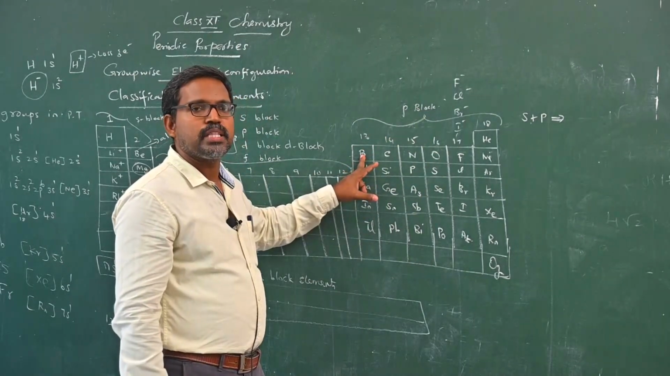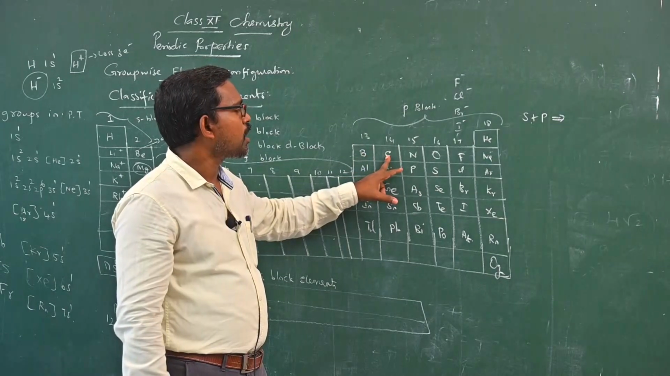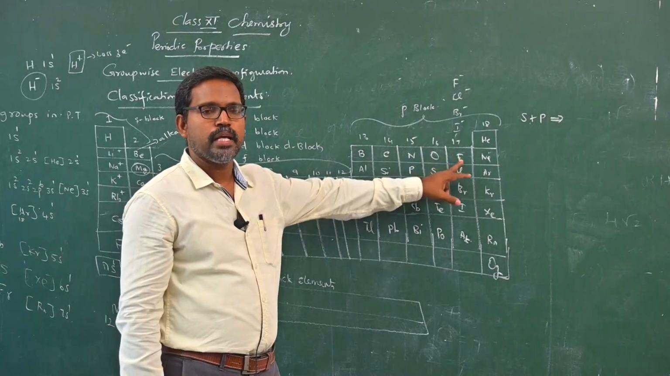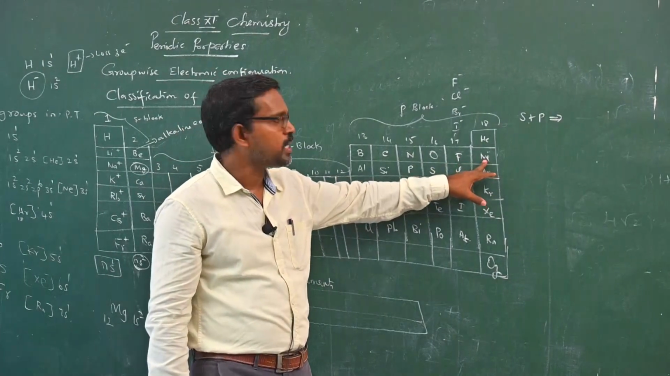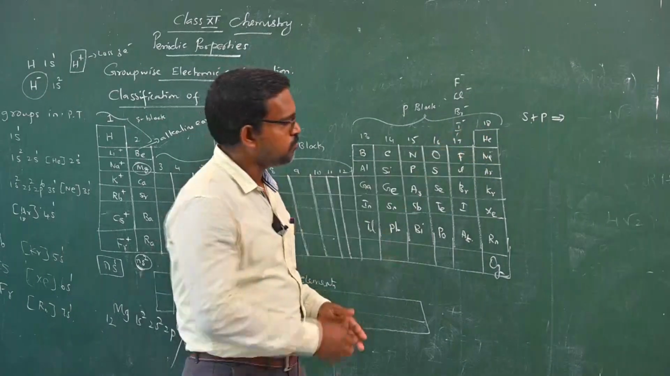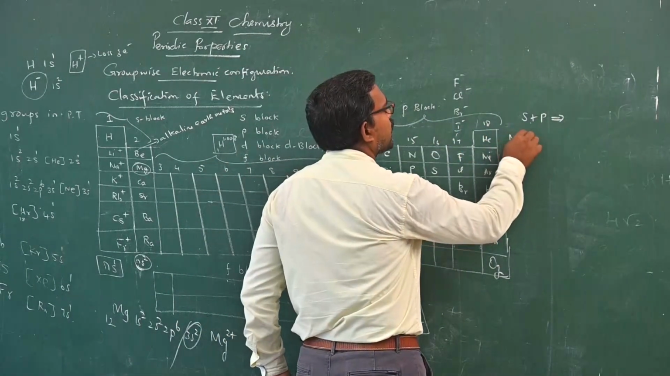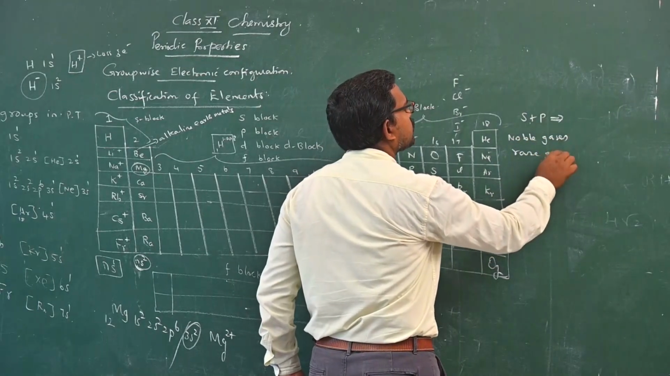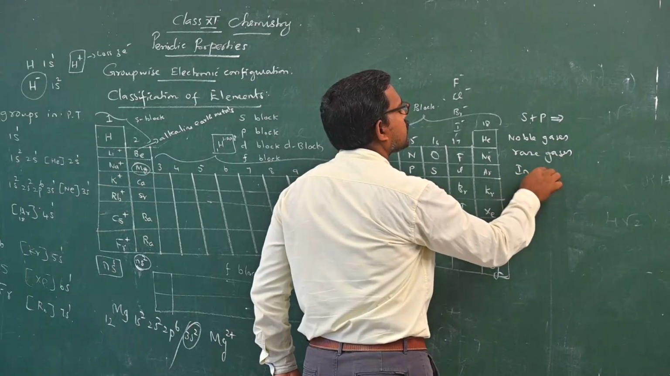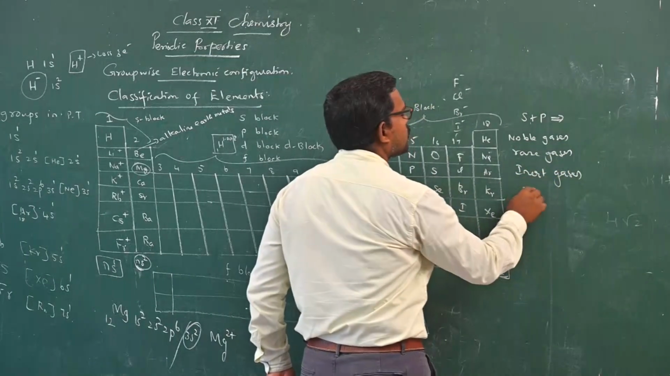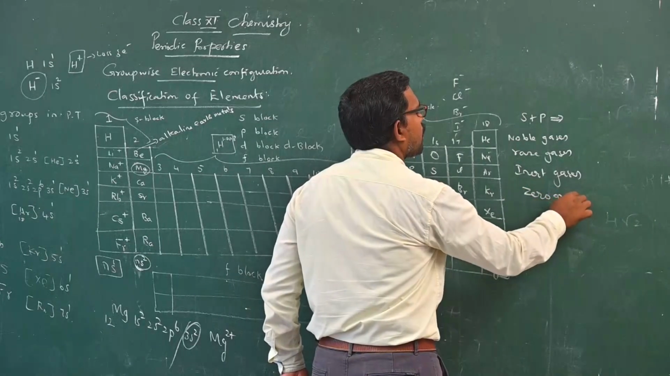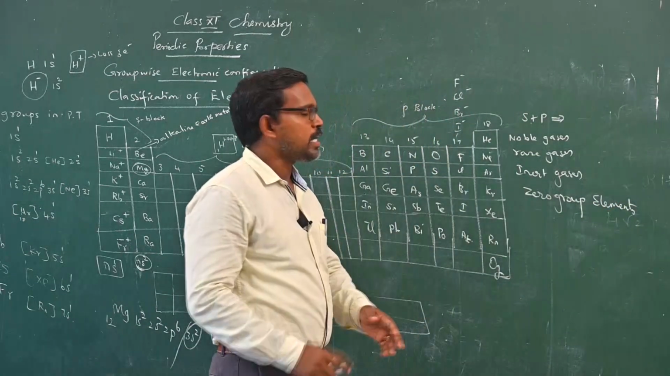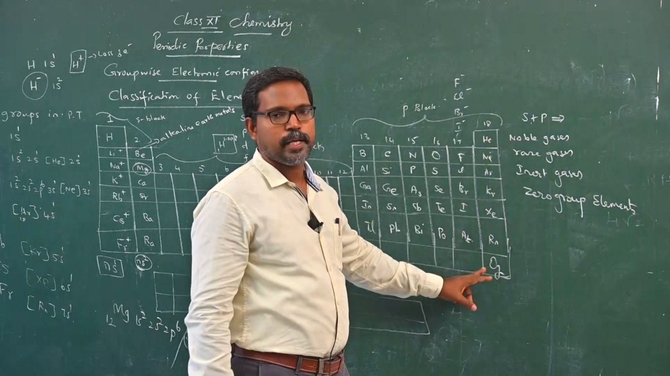Group number 13 is called the boron family, then carbon family, nitrogen family, oxygen family, halogen family and noble gases. Group number 18 is called noble gases or rare gases or inert gases or zero group elements. They are relatively rare, but present in atmospheric air.